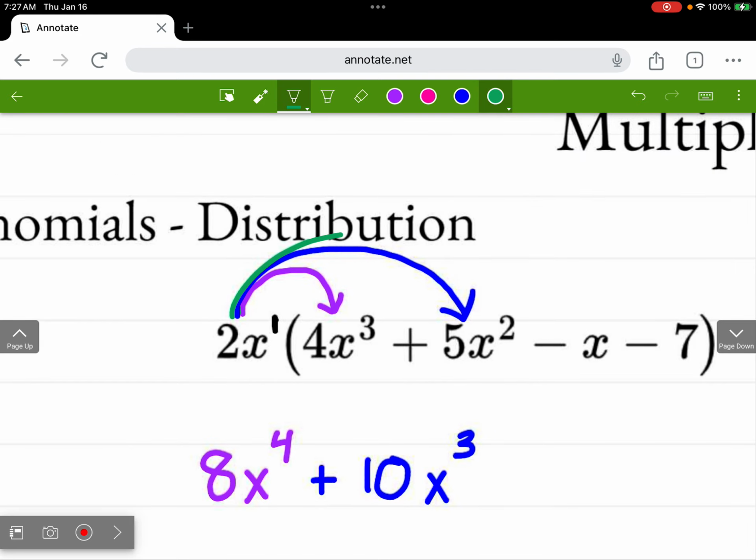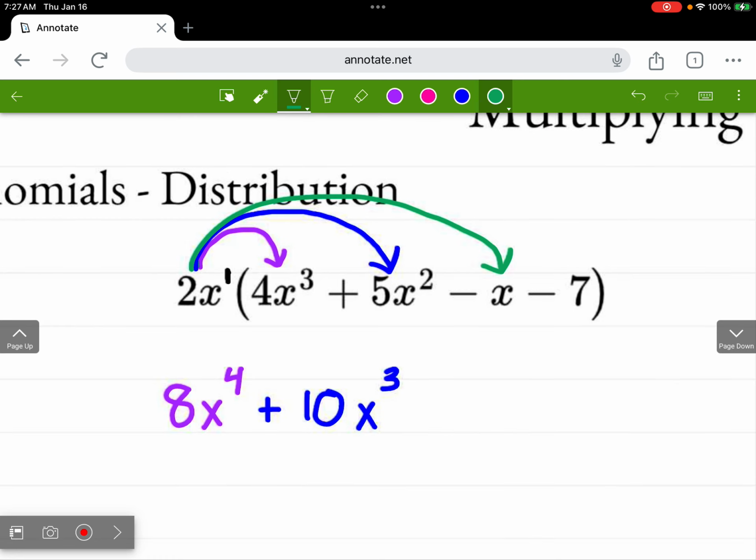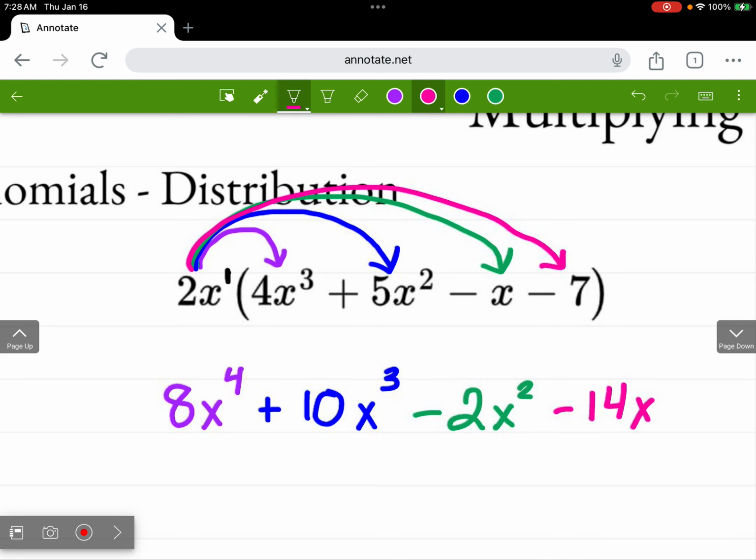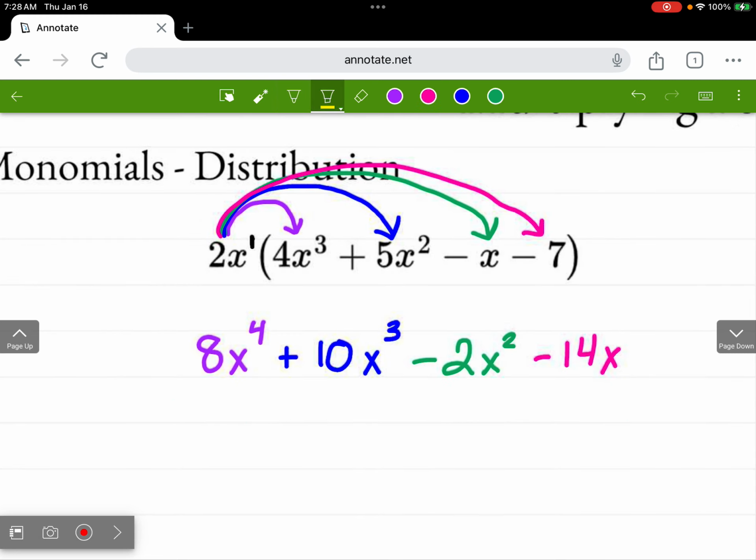All right, so let's do our next piece. 2x times minus x gives minus 2x squared. One more piece. I've got 2x times minus 7. That's negative 14x. Minus 14x. That is our answer.